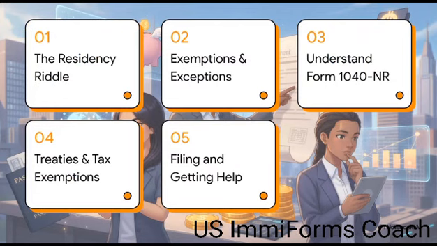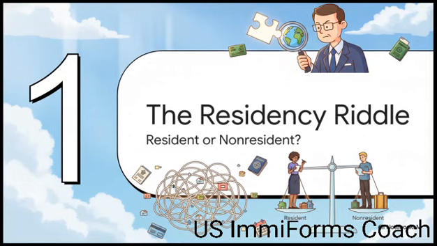We're going to use a really simple decision tree today. First up, the residency riddle. Second, exempt individuals and exceptions. Third, understanding Form 1040-NR. Fourth, treaties and tax exemptions. And finally, filing and getting help. Okay, Section 1, the residency riddle.